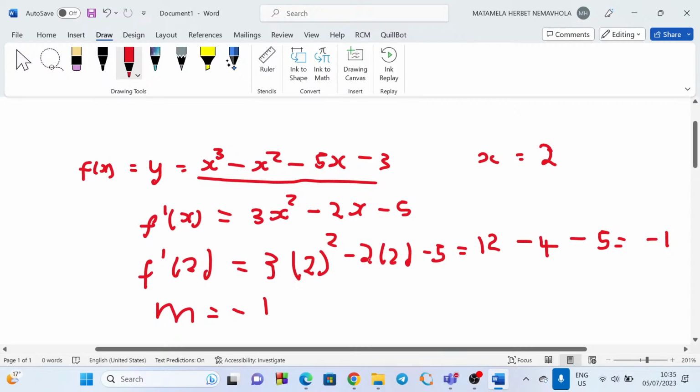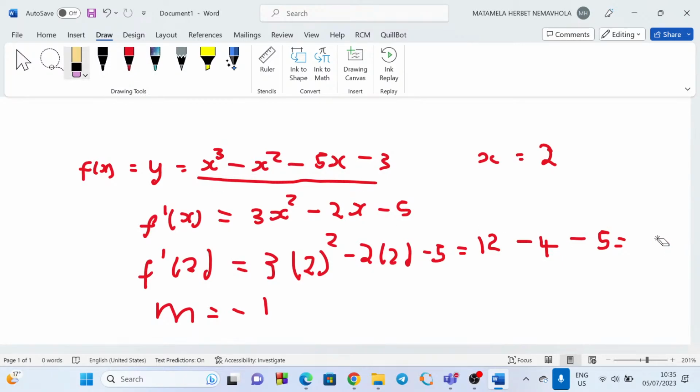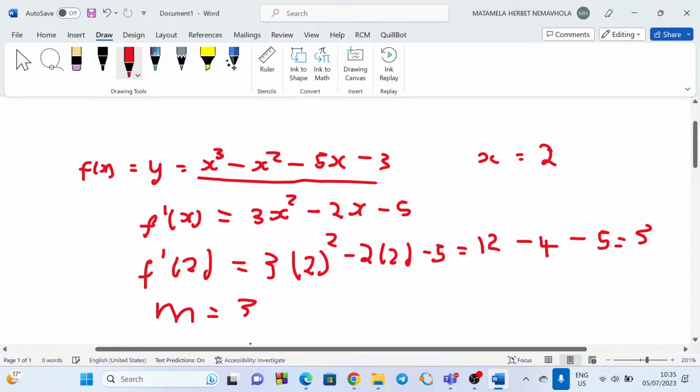So it's going to be 12 minus 4 minus 5. 12 minus 4 is going to be 8, and 8 minus 5 is going to be 3. Then we're going to have positive 3. So now when we have positive 3, it means that our gradient is going to be 3.